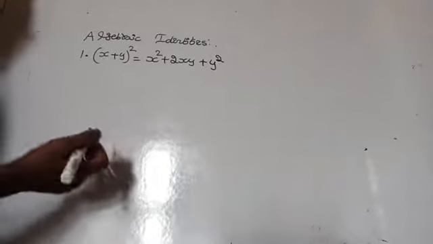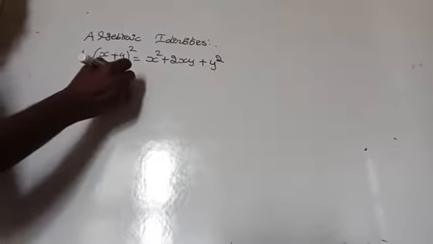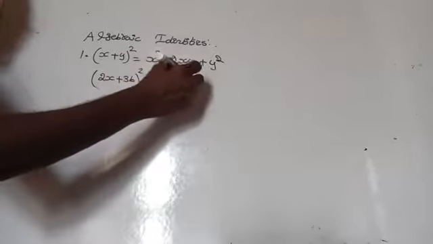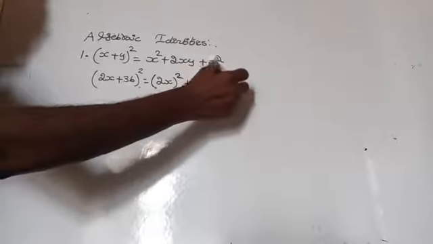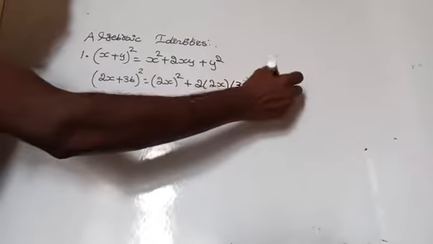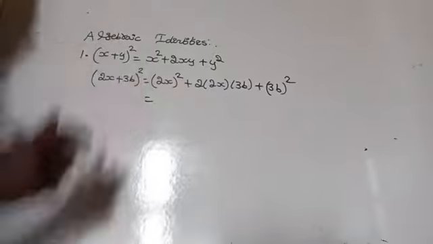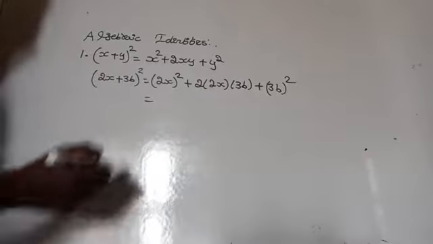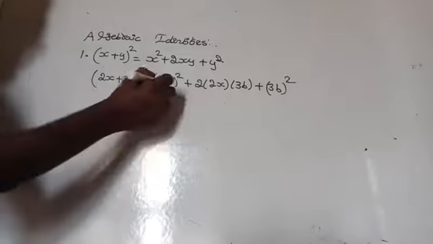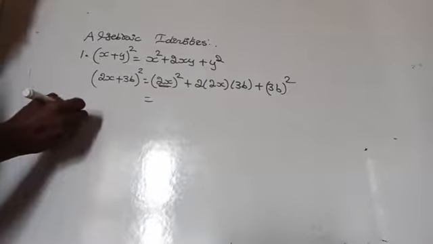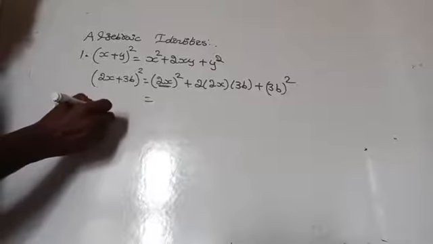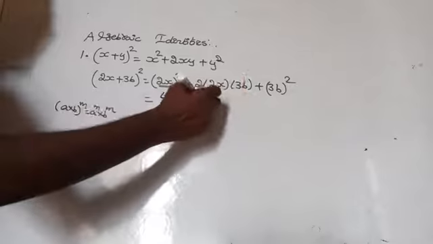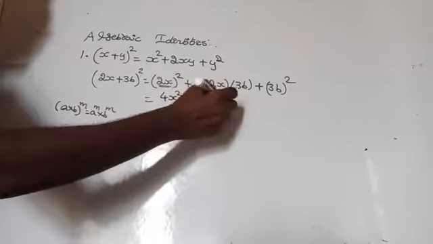For example, the question may be like (2x + 3b) the whole square. That means (2x) the whole square plus 2 times 2x into 3b plus (3b) the whole square. You have to square both, not only this x, because (a into b) the whole power m is a power m into b power m. Please remember. So 2 square is 4, 4x square plus 2 2s are 4, 4 3s are 12bx plus 9b square.